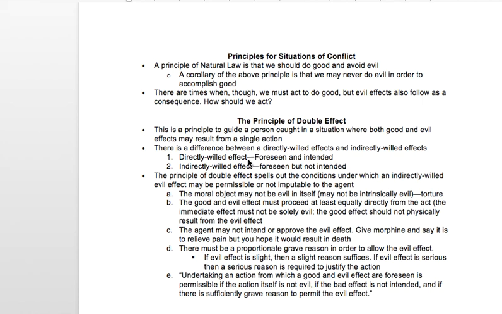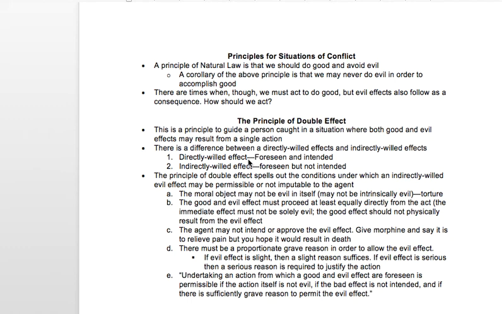Now we look at principles for situations of conflict. As a basic principle of natural law, one of the primary precepts of natural law is that we should do good and avoid evil. A corollary of that precept, corollary means that you change the way you say that without losing the meaning, is that we may never do evil in order to accomplish good.